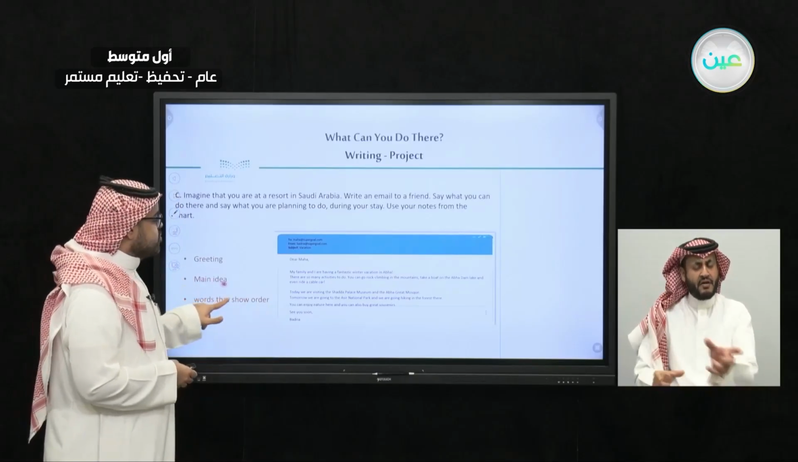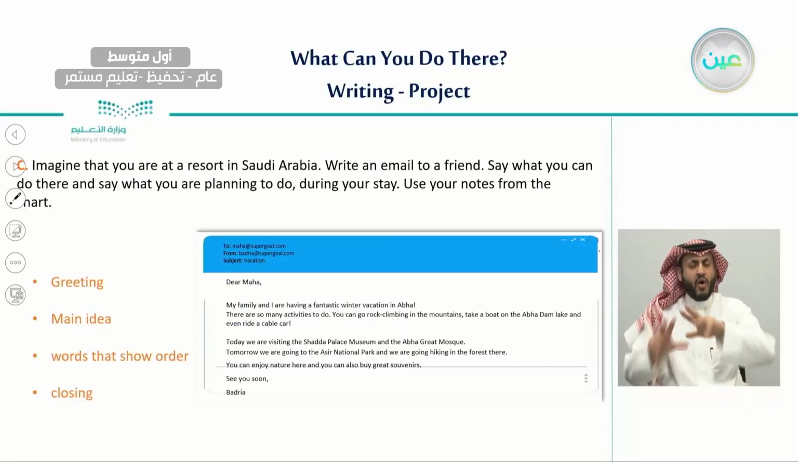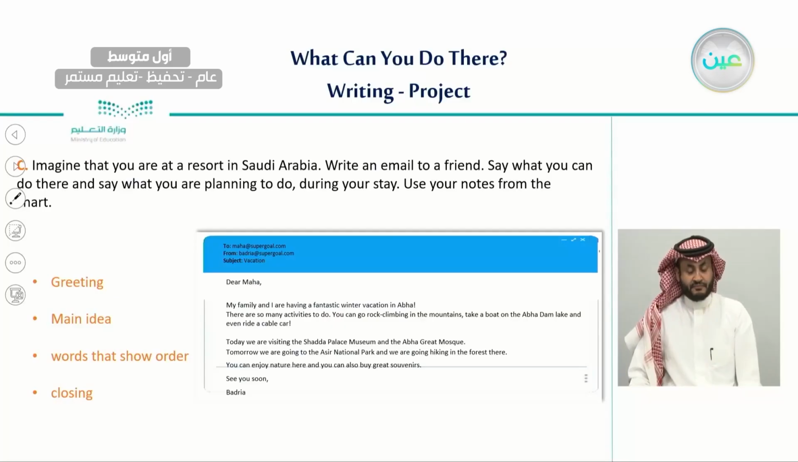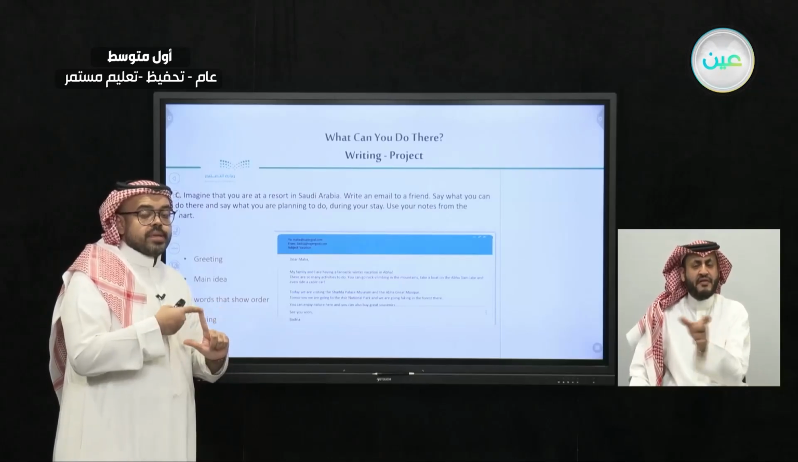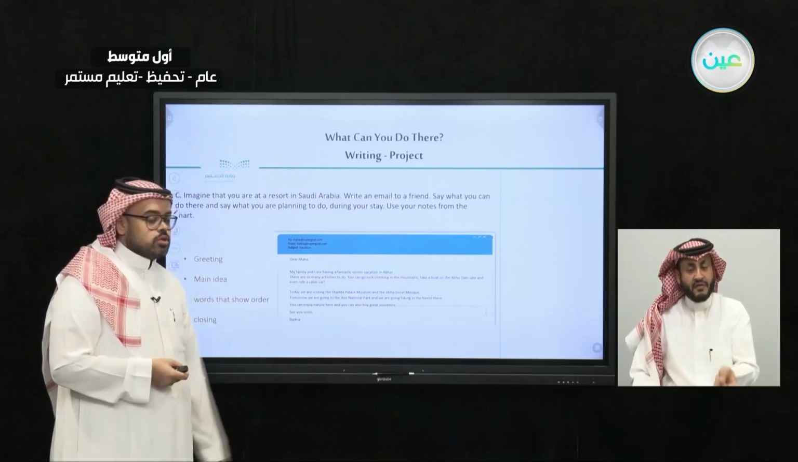And next we have the main idea. What exactly is the main idea of the email that I'm writing? It's already written here. It says, write an email, say what you can do there and say what you are planning to do during your stay. So there are two things you should write: what are the things you can do and what are you planning to do.